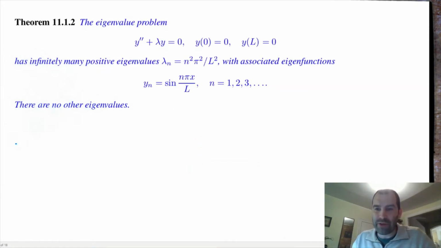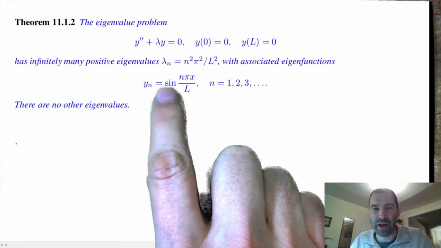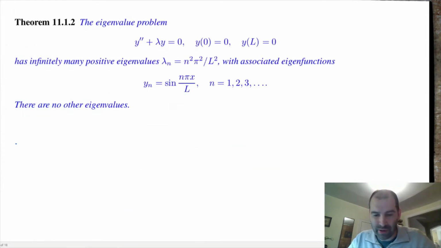Remember, if you have an eigenfunction, any scalar multiple of that is also an eigenfunction. So you can only define them up to a scalar, a real number multiple. So you could multiply this on the outside by any real number you want, and it would still count as an eigenfunction.